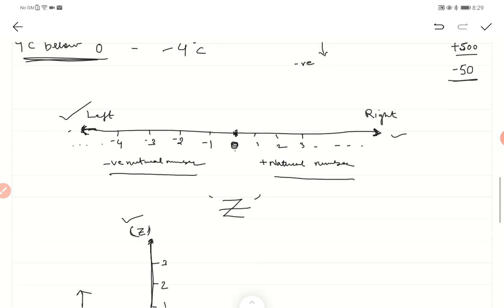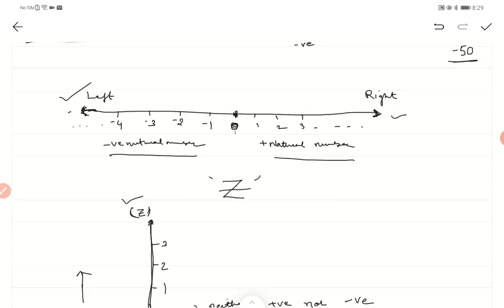Alright, so what is this? Minus 1 is less than 0. Numbers on the left side, they are all less than 0. Numbers on the right side are greater than 0. So right side numbers, they are greater than 0.